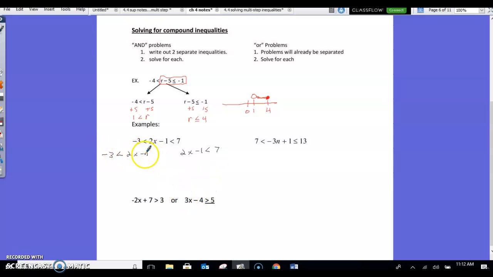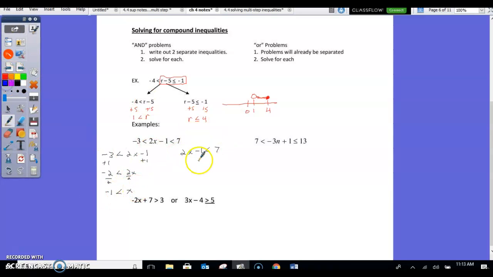And then we solve for each of these. When you write out the and problem, it's kind of nice because it's the same two steps. Sometimes you're starting on the left or right, but it's the same two steps to solve for the problem. So I would add 1 to both sides. This would be -2 is less than 2x. Divide by -2, or divide by +2, sorry. And then we have -1 is less than x. So there's one of my answers.